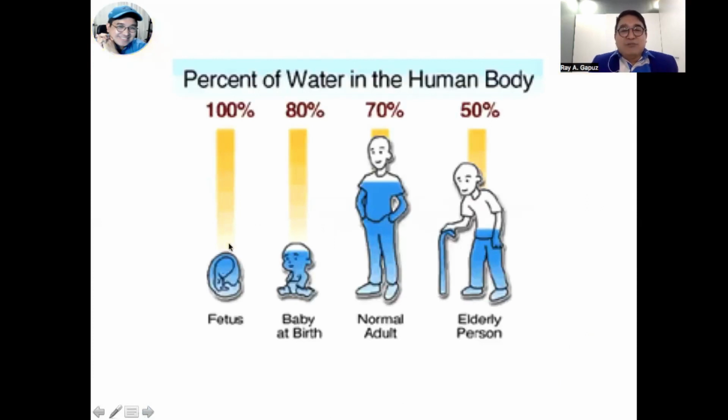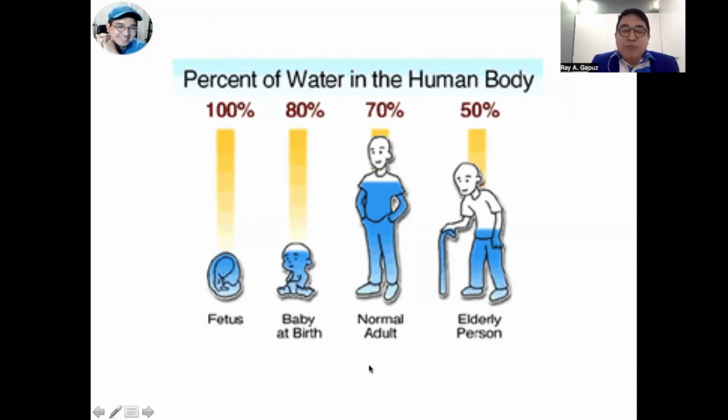Look at this. The fetus, their body weight is dependent 100% on water. The baby at birth, 80% of the body weight is dependent on water. Normal adult, 70% of the body weight depends on water. And in the elderly, 50% of their body weight depends on water.